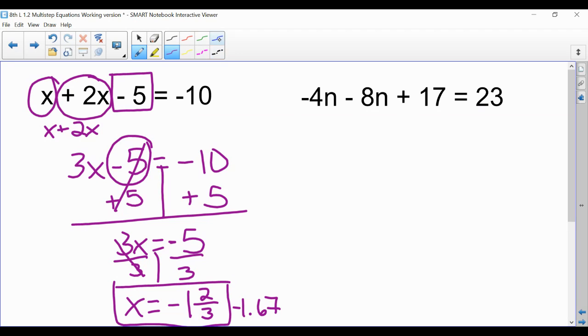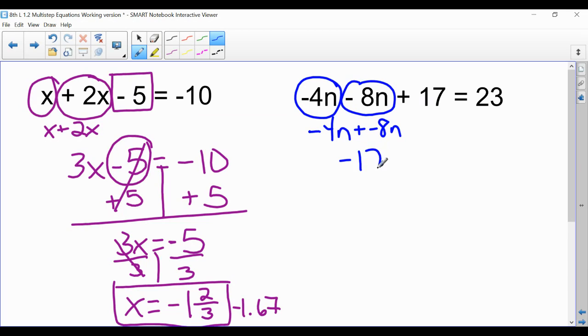And if we look at the next one over here, negative 4n minus 8n plus 17 equals 23. I have some n's in here that I can combine. So I have a negative 4n and a negative 8n. So we have negative 4n plus negative 8n gives me negative 12n plus 17 equals 23.